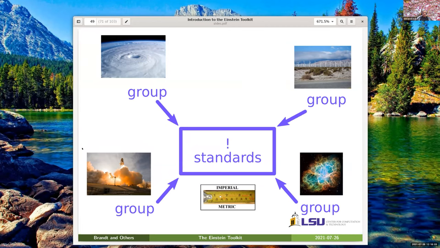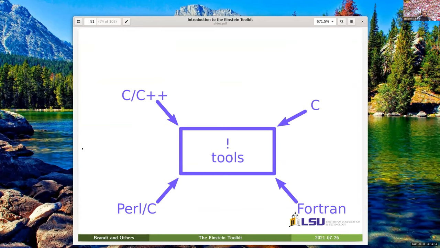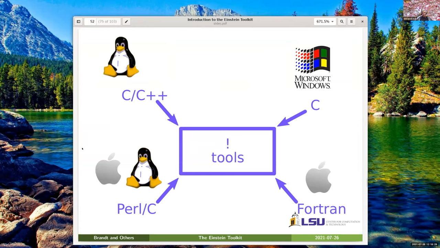HDF5 is another standard data format that many groups use. And then we have a bunch of different languages that we want to use. It was always sort of a vision of Cactus that it would incorporate different languages, but we seem to have been happy with C++, C, and Fortran so far. In the future, we might incorporate some other language, Rust, I don't know.